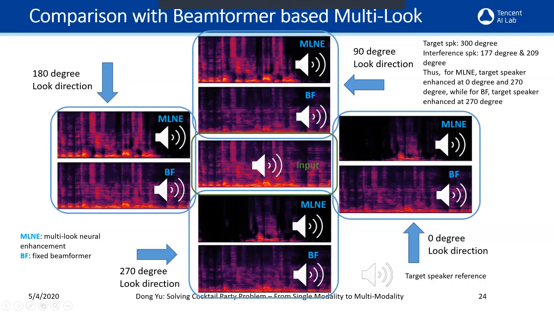However, at 90 degree, things are different. This is a beamformer output. It's still the mixture. Here is the enhancement results. You can hear that it's different from the keyword. Actually, this is an interfering speaker. Similarly, at 270 degree, we enhance the keyword. But in the 180 degree, it enhances the interfering speech.